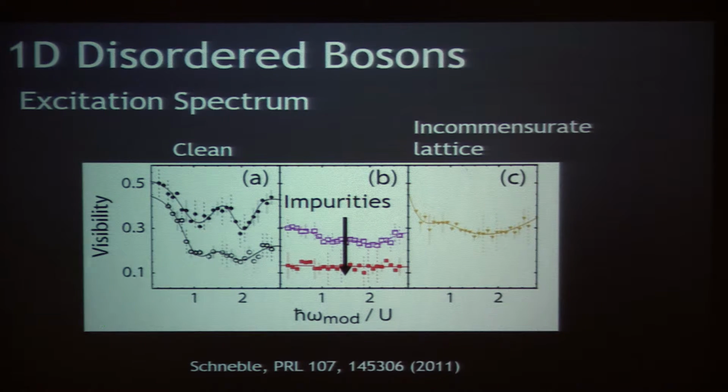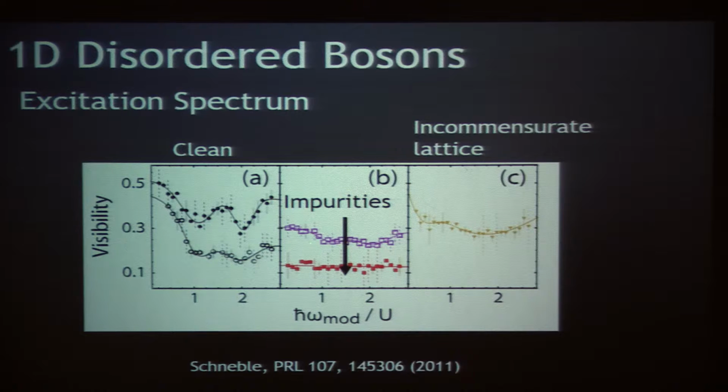And they looked at how much energy was deposited into the system. So this is a clean system at high interaction strength. And you see that Mott gap again, and there's more than one Mott insulator state present because there's an additional peak at 2U.